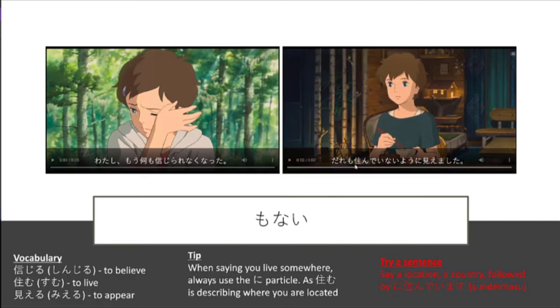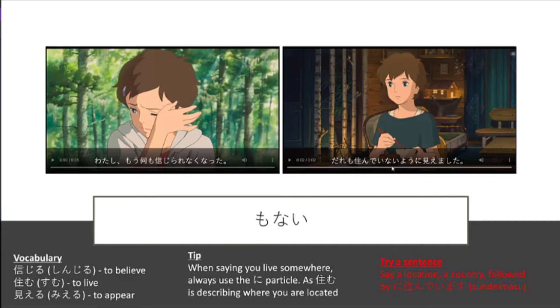So we've got dare mo sunde nai. If we just look at that part of the sentence, dare mo nai means no one. So nani mo nai means nothing, and dare mo nai means no one, because dare means who. And sundeiru, this is the verb, sumu means to live, but we've conjugated it into present progressive.